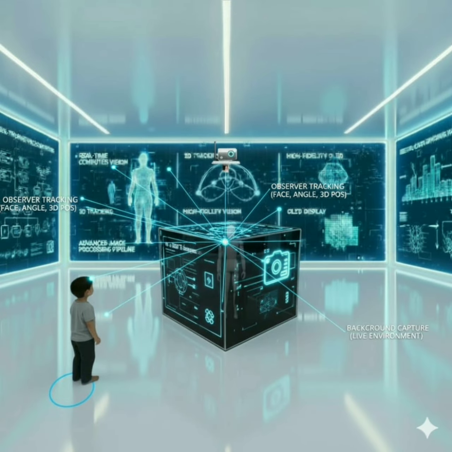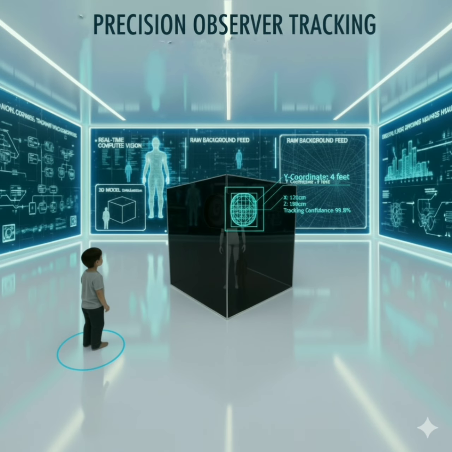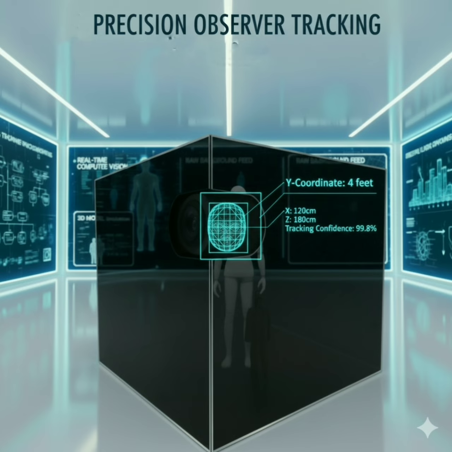So, as soon as the child took their position, the cloak activated and step 1, data acquisition, began. As you can see in this image, it has 2 main parts. Observer tracking. The system has started tracking the child's face, angle, and 3D position.